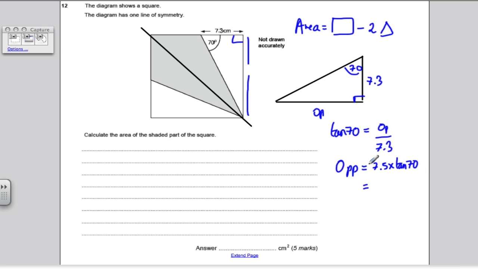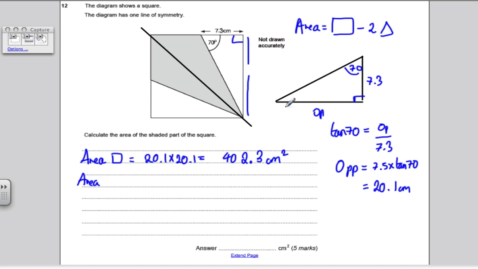So you can work that out on your calculator, making sure your calculator is in degrees mode, and I get 20.1 centimeters roughly. So the area of the square is 20.1 times 20.1. If you keep it in the memory of your calculator and square that more accurately, you get the answer 402.3 centimeters squared.